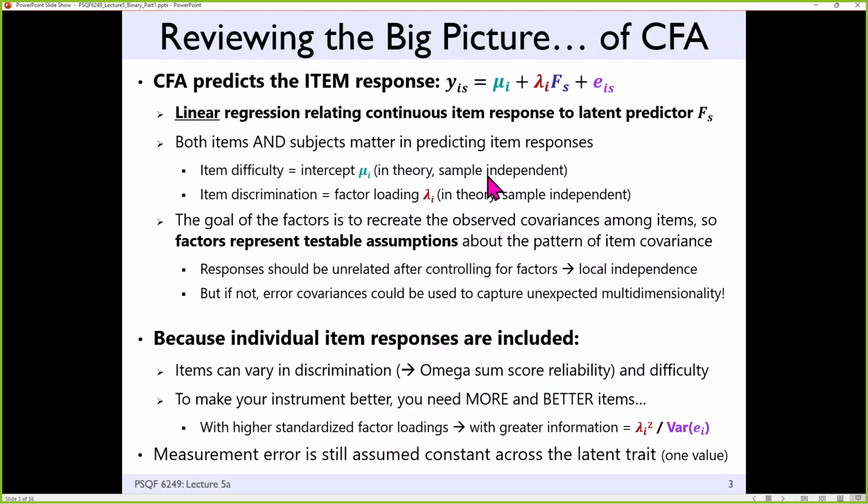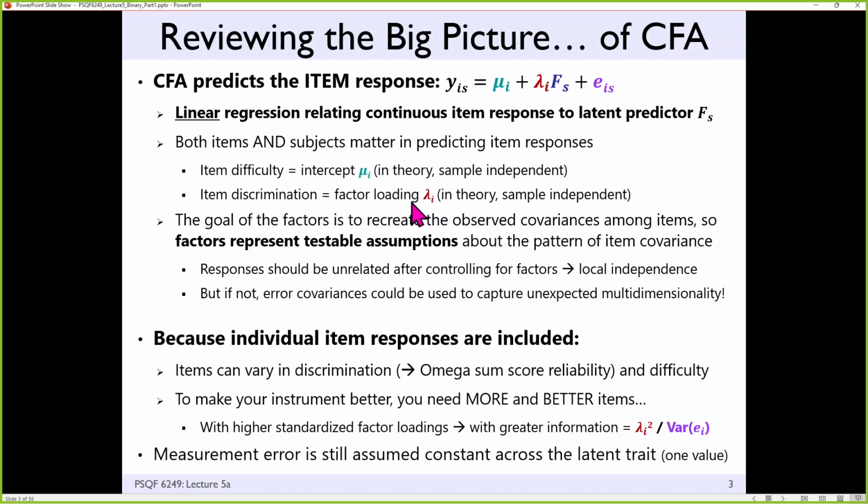And this is sample independent because it's breaking the tie of persons and items. The intercept is conditional on a factor score of 0. So that property should hold across different samples. As long as you have people in your sample that have a factor score of 0, this is their expected response. And you can figure out what the expected response would be at any factor score, regardless of what sample you're in. Likewise, our factor loading here is our index of discrimination.